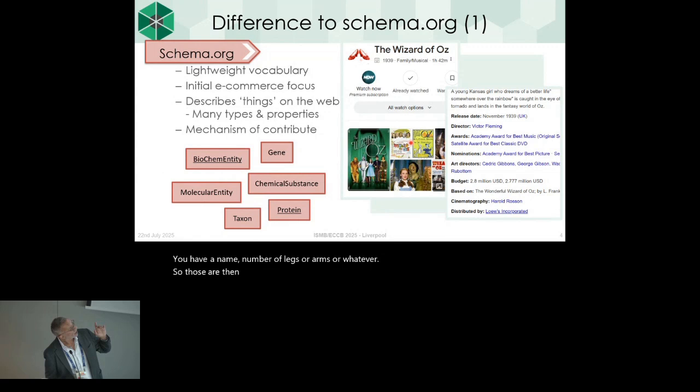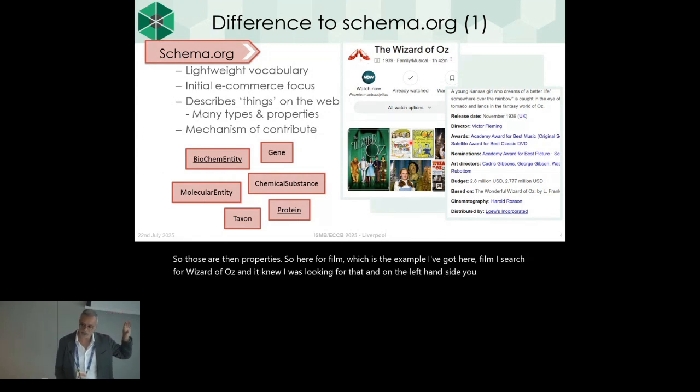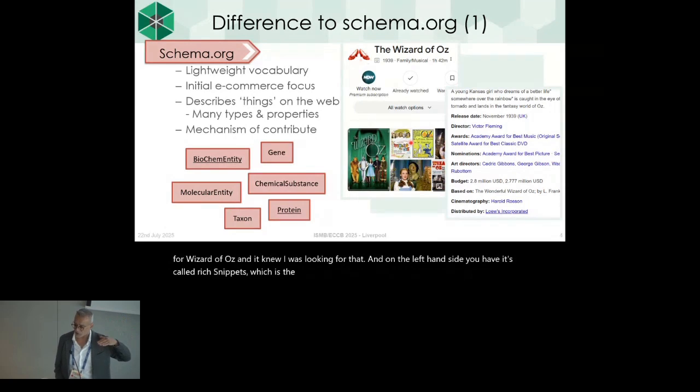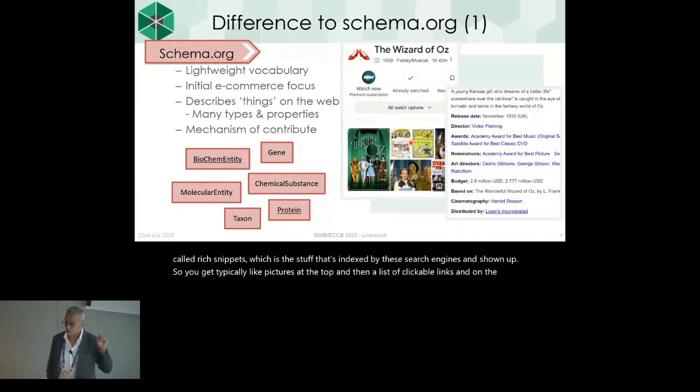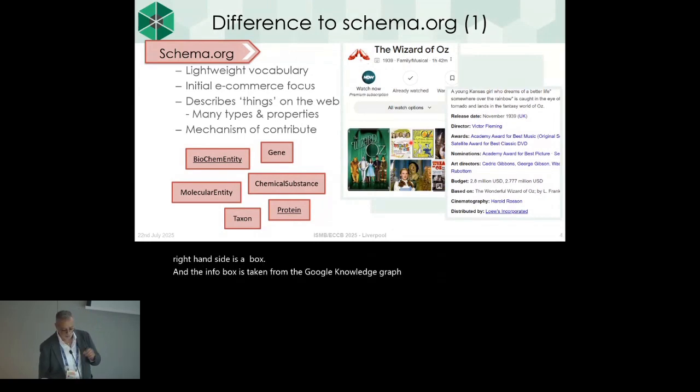So here for film, which is the example I've got here, I searched for Wizard of Oz and it knew I was looking for that. And on the left-hand side, you have what's called rich snippets, which is the stuff that's indexed by these search engines and shown up. So you get typically pictures at the top and then a list of clickable links. And on the right-hand side is an info box. And the info box is taken from the Google knowledge graph that they build.